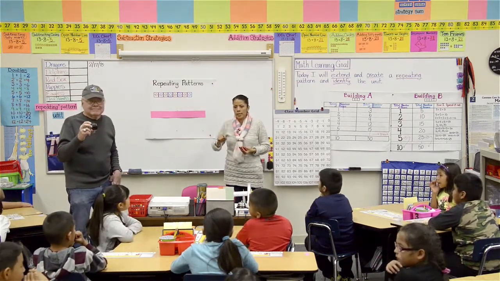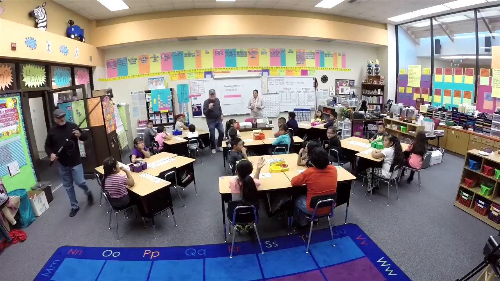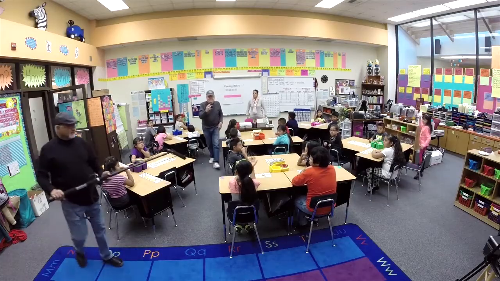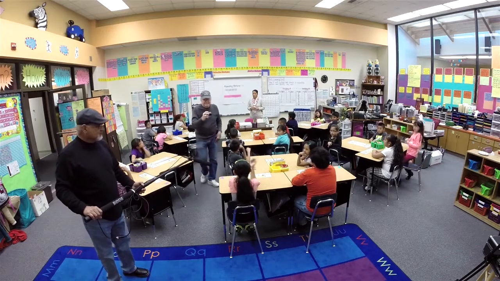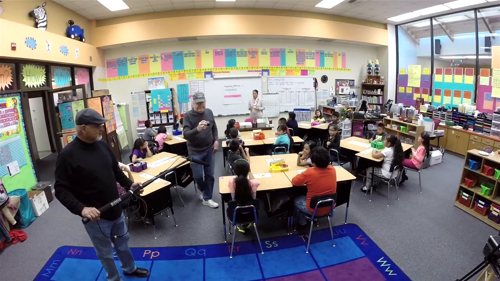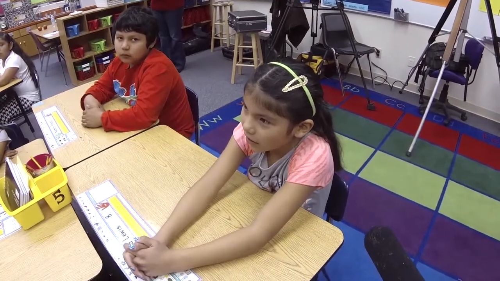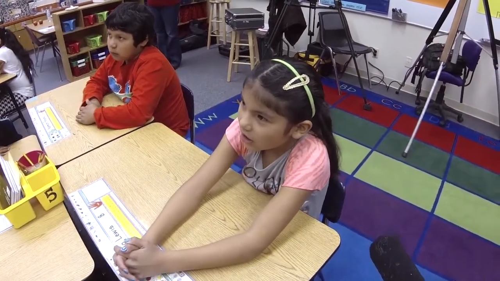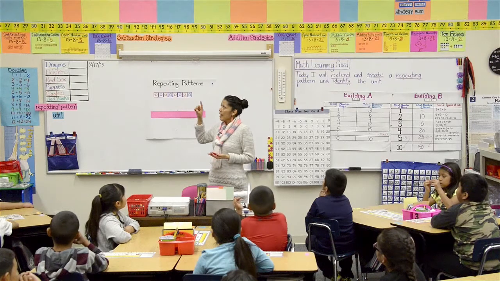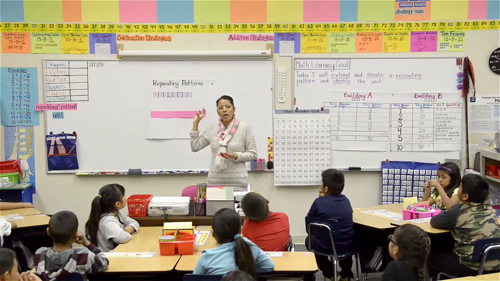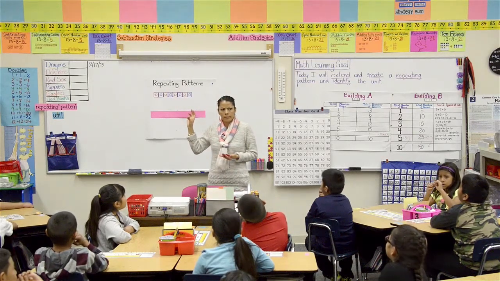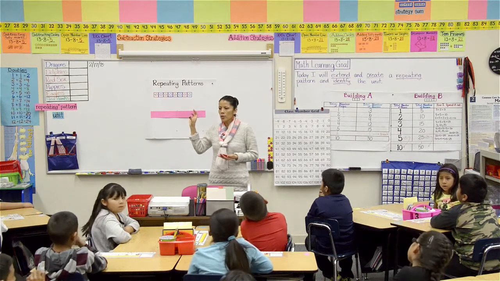Okay, Eagles, what did you guys discuss? What's the unit? That the letters A, B, C, D, E, F, G, all those letters at the top of the color papers, that those are the units of the color papers. Okay, so my question is, are the letters the unit or are the colors the unit? The colors are the unit.